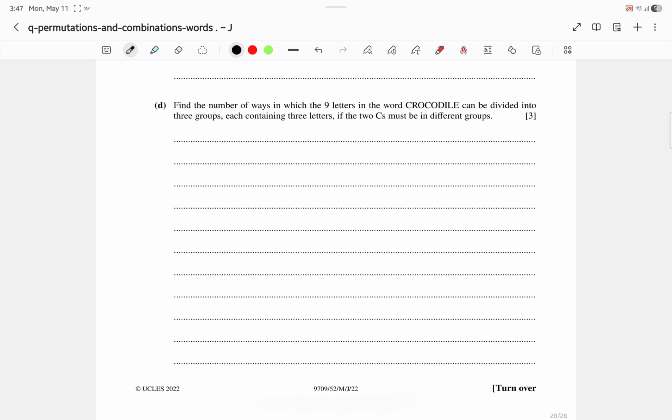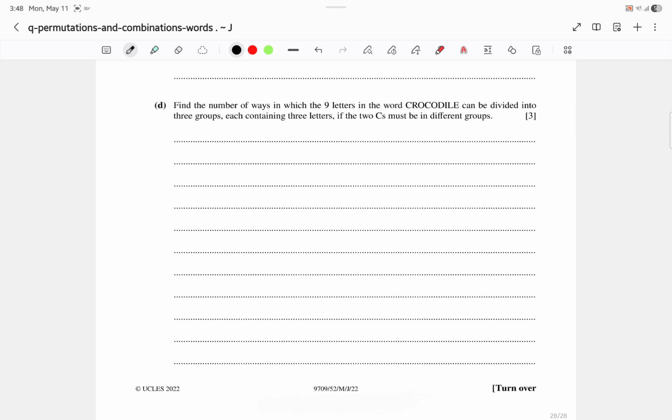All right, so find the number of ways in which the 9 letters in the word crocodile can be divided into 3 groups. Whenever you see the word divided into 3 groups, that means it has to be combination. All right, each containing 3 letters. Okay, so there are a total of 9 letters and they're going to be divided into 3 groups, right?